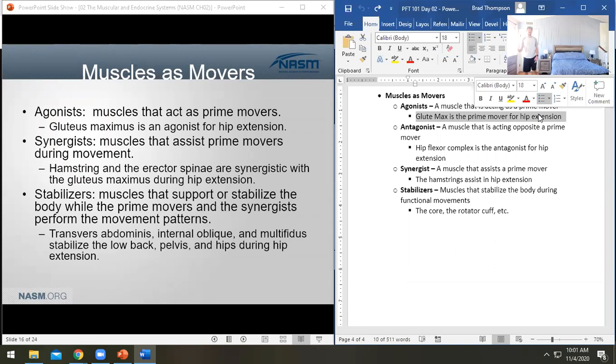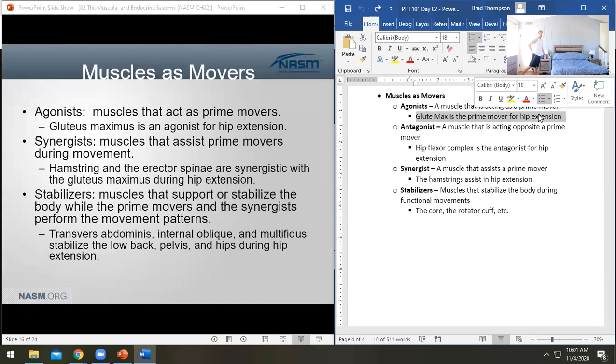Now I've also got synergist muscles. Synergist muscles are there to help. They are there to assist your prime movers. So down here at my hamstring, it's doing a little bit of extra work. It's helping my glute kick that leg back. So my hamstring complex back here is a synergist to my gluteus maximus. It is assisting in hip extension, right?